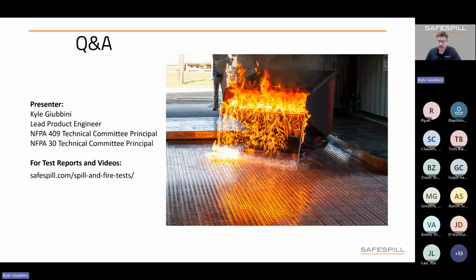Okay, so a couple of questions we've got here. Is the whole facility sloped typically? How does Safespill work to resolve threshold conflicts with U-shaped facilities with supporting offices and workshops flanking the ILDFA area?